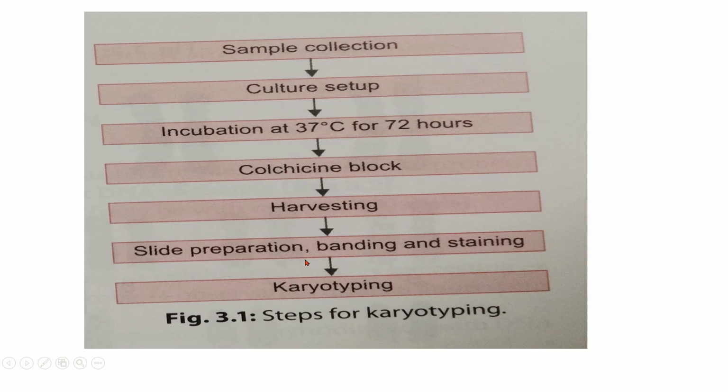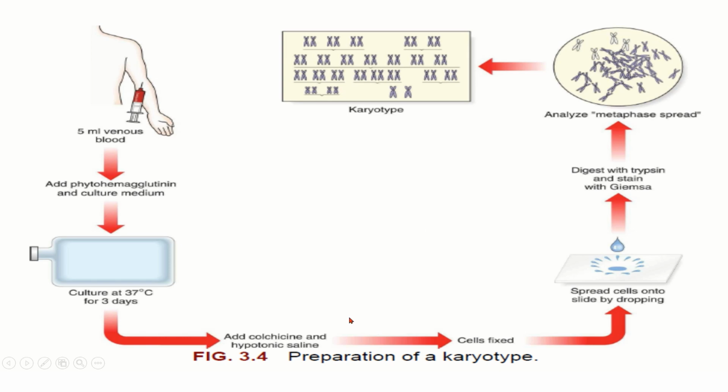So again, as a flowchart: sample collection, culture setup, incubation, colchicine block, harvesting, slide preparation, banding and staining, and karyotyping. You can see here the same thing. A blood sample is being collected, then phytohemagglutinin is added to the culture media. Culture at 37 degrees, incubation, then colchicine block, then hypotonic saline, cells fixed. Then spread on the slide, then stain, and we get a picture, and then separate all the chromosomes and arrange them lengthwise, which gives us the karyotype.